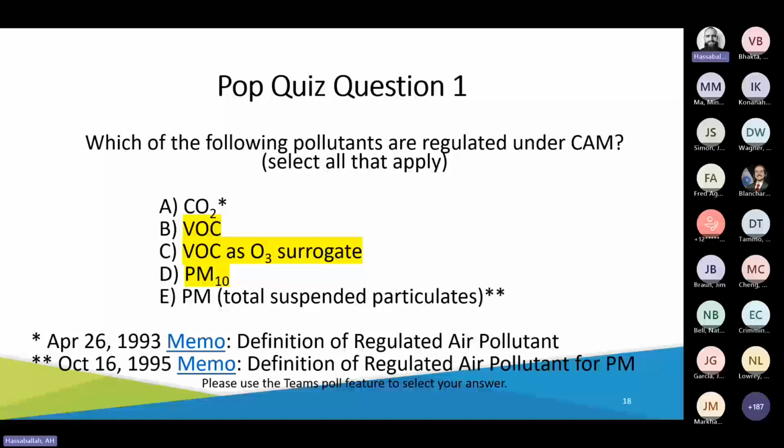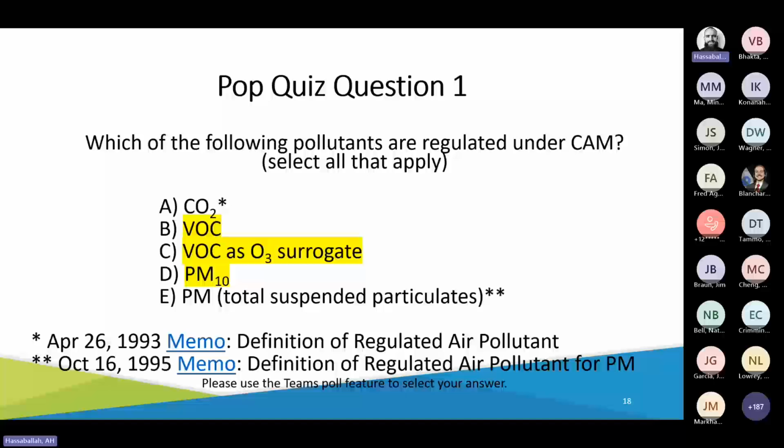Now for CO2, the 1990 amendment has included provisions for that particular pollutant. However, they are actions relating to research and reporting, but not actually emission control. And therefore, EPA recognizes that it's not a regulated air pollutant.